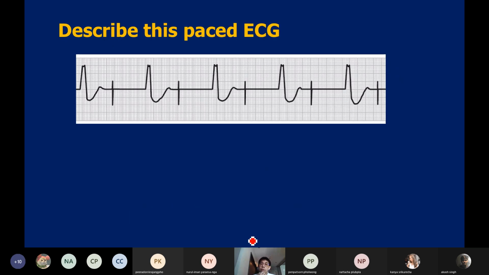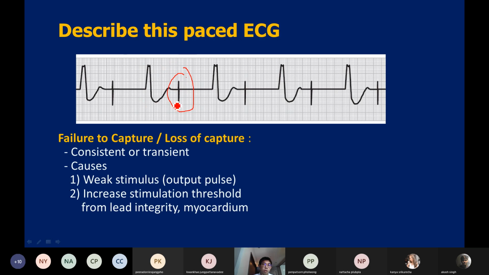So can you describe this one? You see the spike here. Can anyone answer for this ECG? There is no P wave... there is a spike, but I don't think it captures anything. So this one is failure to capture. And you see this one, this one is also failure to capture.